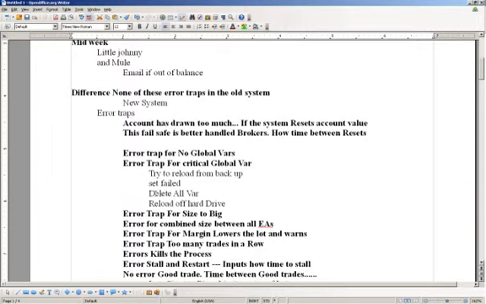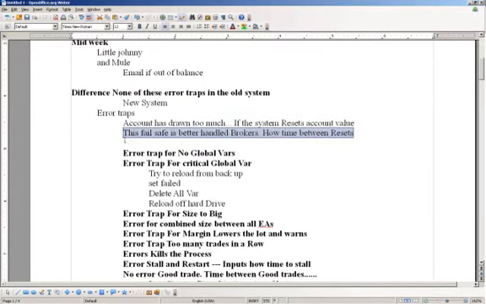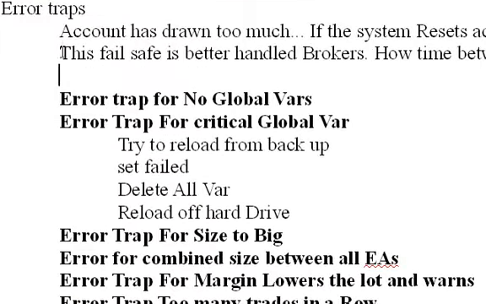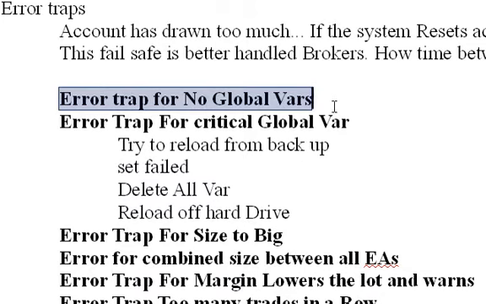Okay, in the new system, if the account has drawn down too much, we reset the account value. If this is a fail-safe, it's better handled by brokers, because if the system re-inits, it redraws the account value out. Unless I was to wait for time between that. But it does. It says if you've drawn down too much, prevent that. There's an error trap for no global variables.